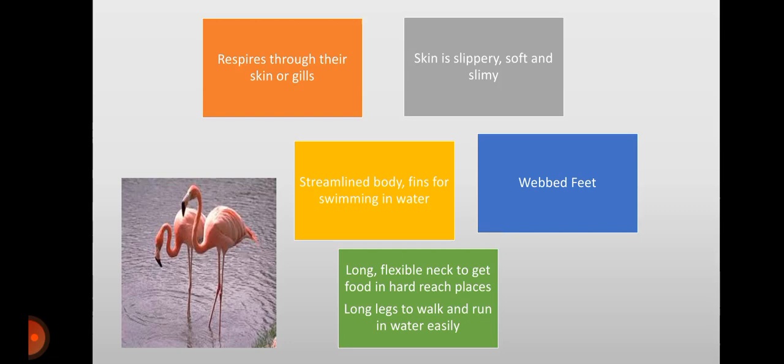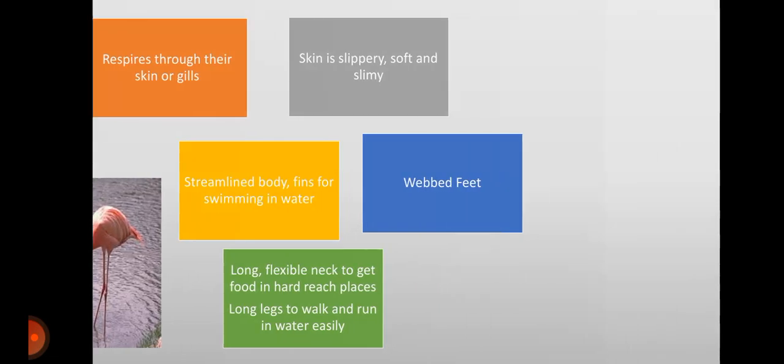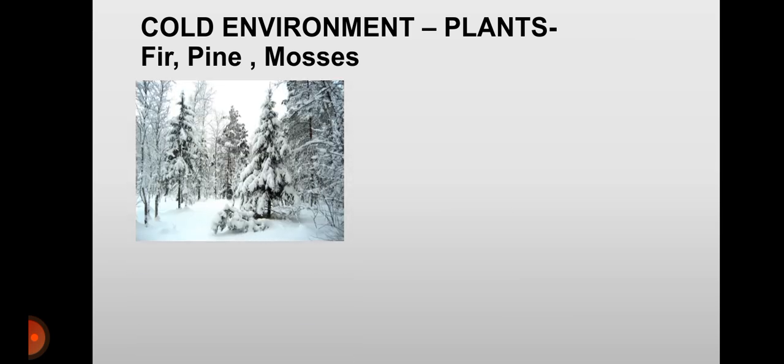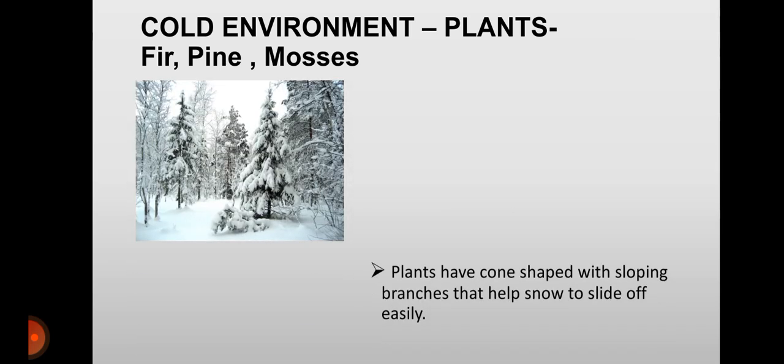Over in the picture, you can see the flamingo has a long and flexible neck to get the food in hard to reach places. They have long legs to walk and run in water easily. We will talk about now the cold environment plants like fir, pine, mosses.